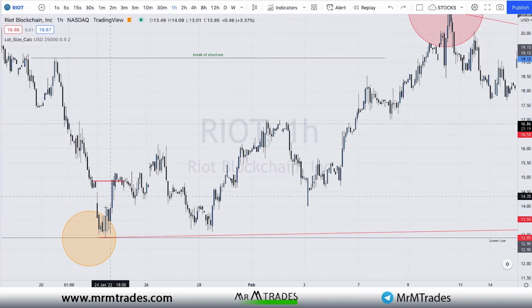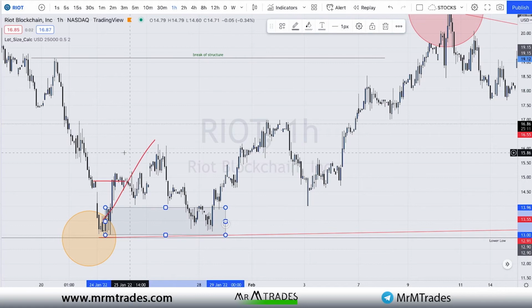Now, this impulsive move came from this range, the last down move before the up move. And it broke a few structures along the way. Let's draw our range here.